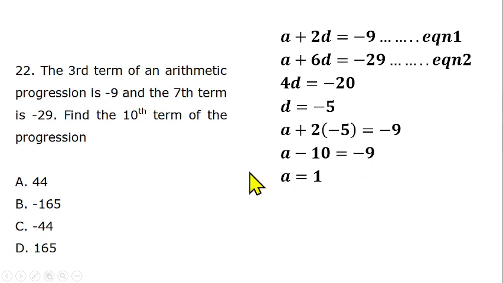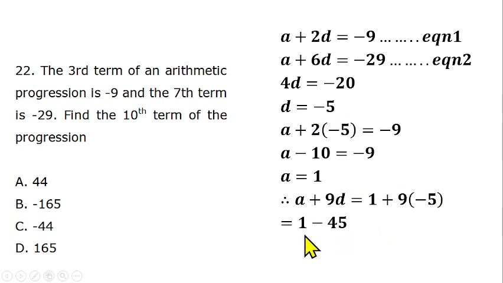Then if our A is 1, we have to find the 10th term of the progression. The 10th term of AP is A plus 9D. So that will give us A, which is 1, plus 9 times D, which is minus 5. If you simplify that further, you have 1 minus 45, and that should give us minus 44 as the 10th term. Option C is the correct option for question number 22.